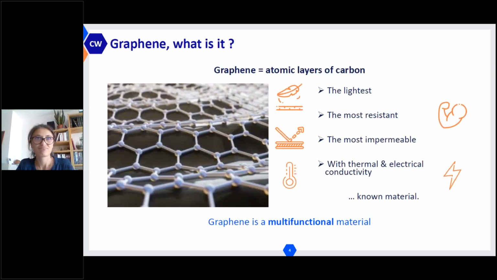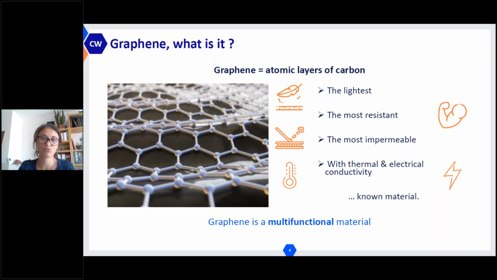But let's describe a bit what graphene is. Maybe you have already heard of it, but here is a little description. Graphene is a material only composed of carbon, and it's very thin. Actually, it's the lightest, the most resistant, and the most impermeable material known today.